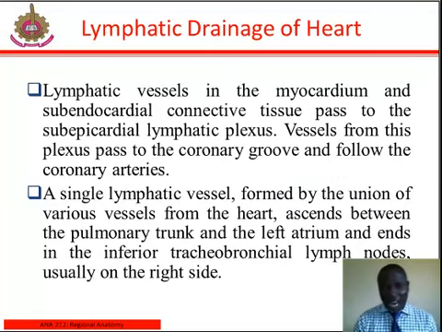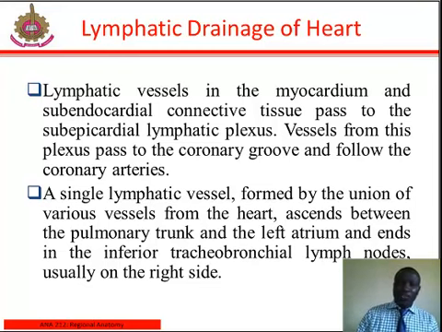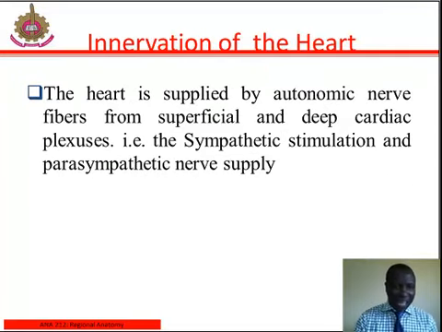Lymphatic drainage of the heart. Lymphatic vessels in the myocardium and subendocardiac connective tissue pass to the subepicardiac lymphatic plexuses. Vessels from these plexuses pass to the coronary groove and follow the coronary arteries. A single lymphatic vessel formed by the union of various vessels from the heart ascends between the pulmonary trunk and the left atrium and ends in the inferior tracheobronchial lymph nodes, usually on the right side.